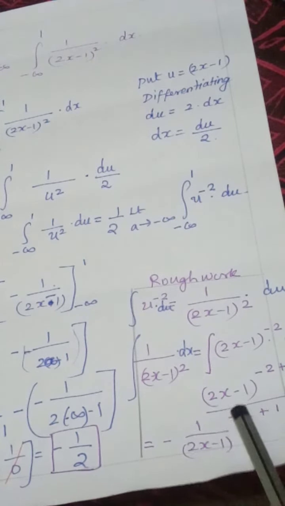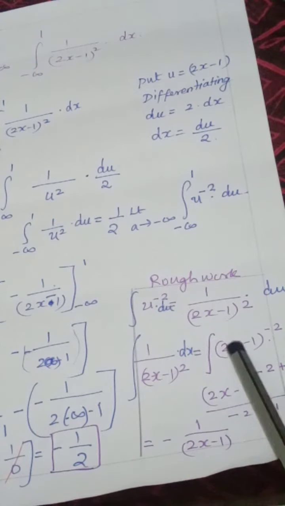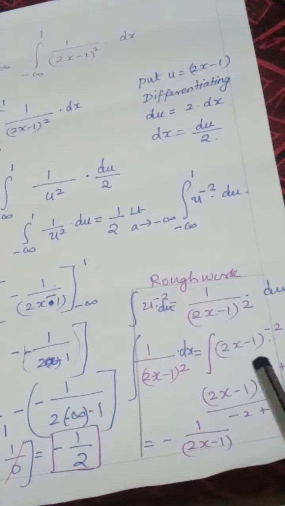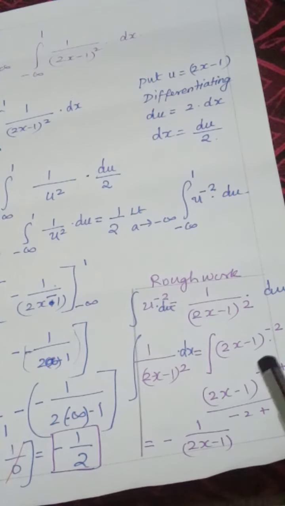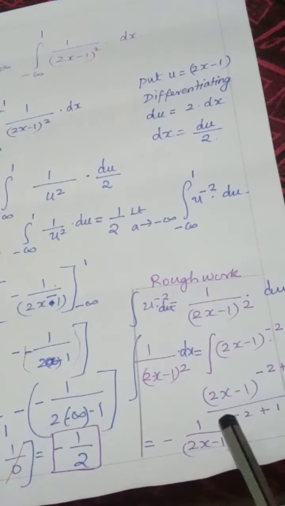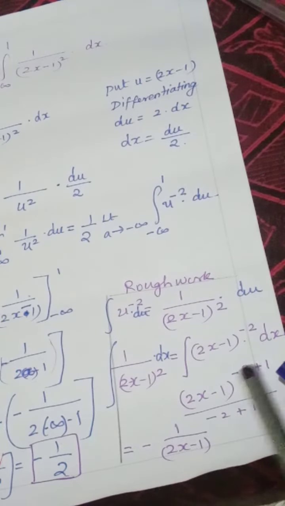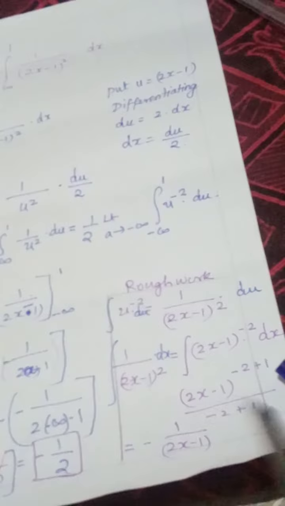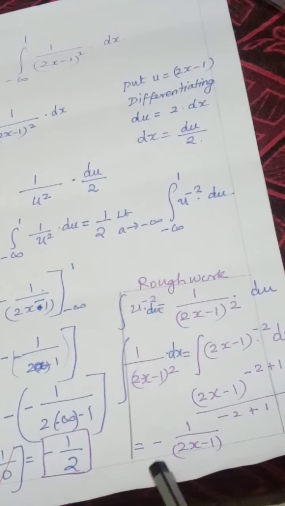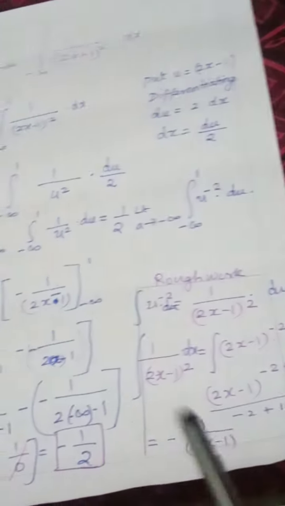Integration of x power n dx equals x power n plus 1 divided by n plus 1. Here n equal to minus 2. Therefore, (2x minus 1) power minus 2 plus 1, that is minus 1, divided by minus 2 plus 1, that is minus 1. Thus, that minus 1 is a minus sign. This whole power minus 1 can be written as 1 divided by 2x minus 1.